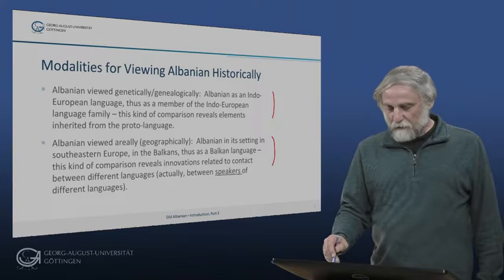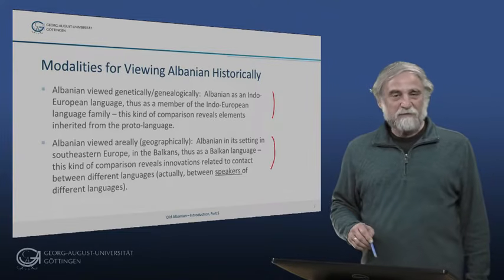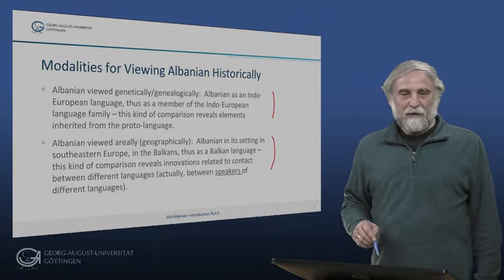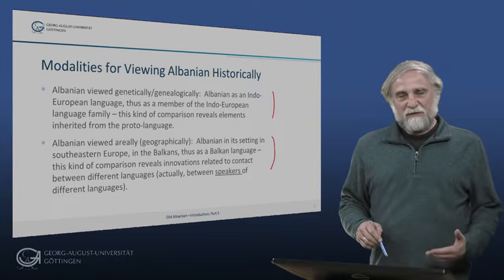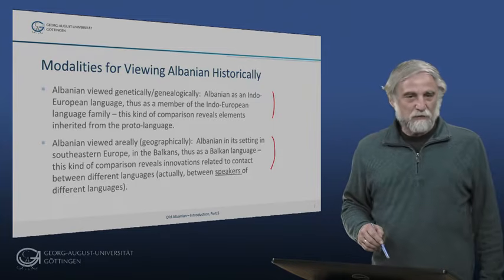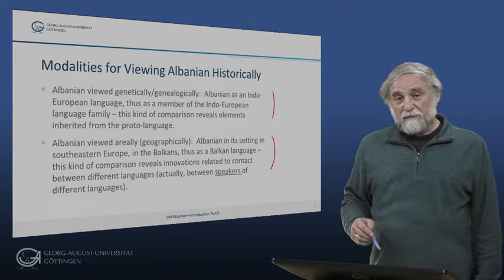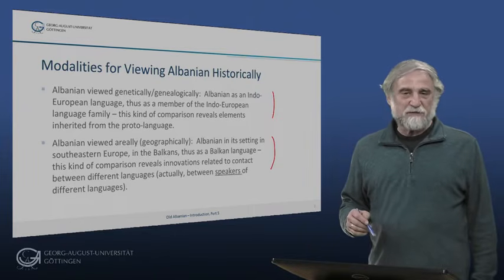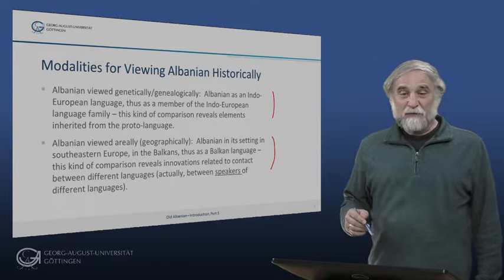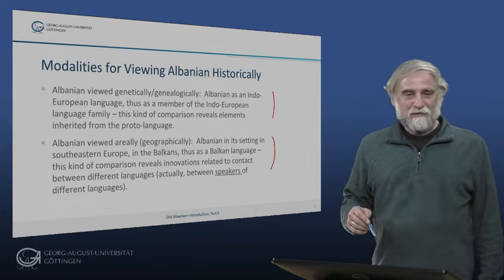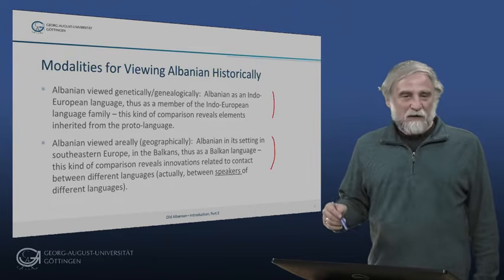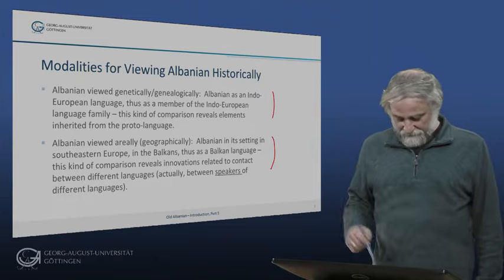We can also view Albanian areally, that is, from a geographical standpoint. Albanian, in this sense, is looked at in its setting in southeastern Europe, in the Balkans, and thus as a Balkan language. This kind of comparison reveals innovations that are related to contact between different languages. Actually, of course, it's between speakers of these different languages, though we commonly talk about language contact rather than speaker contact.